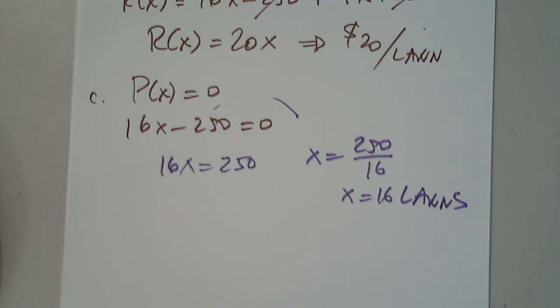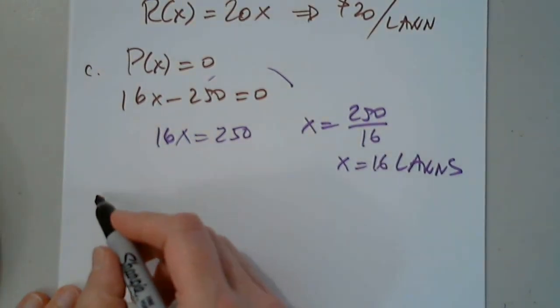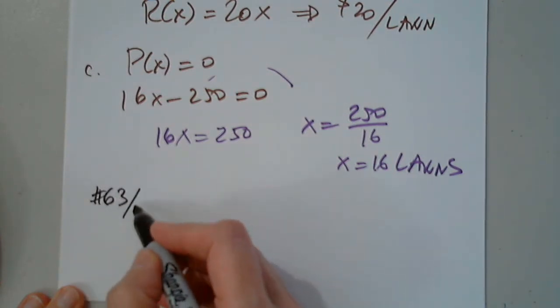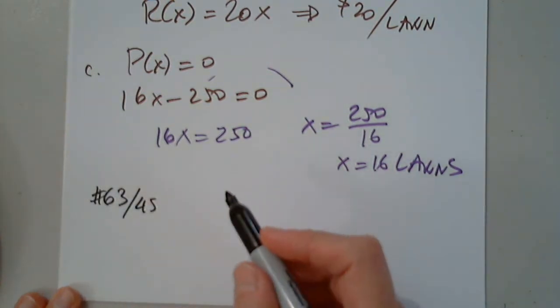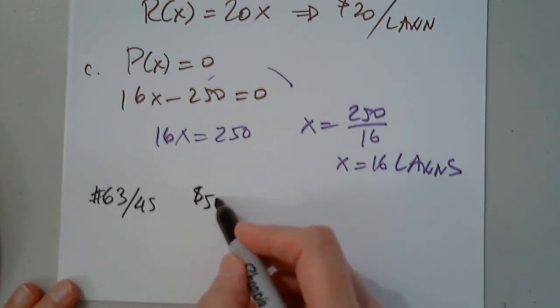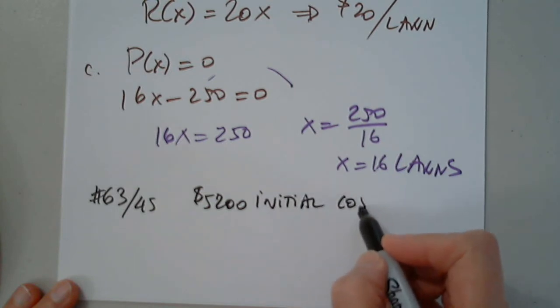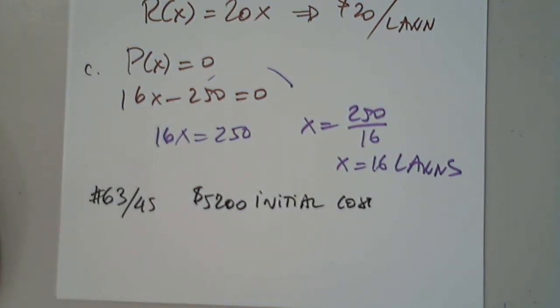I also wanted to work on the straight line depreciation. And if we have time, let's see. Yes, we have 6 minutes. Okay, so that's 63 and the page is 45. So they're saying buys an office machine. So that's 5,200 initial cost. Okay, so let me move on.